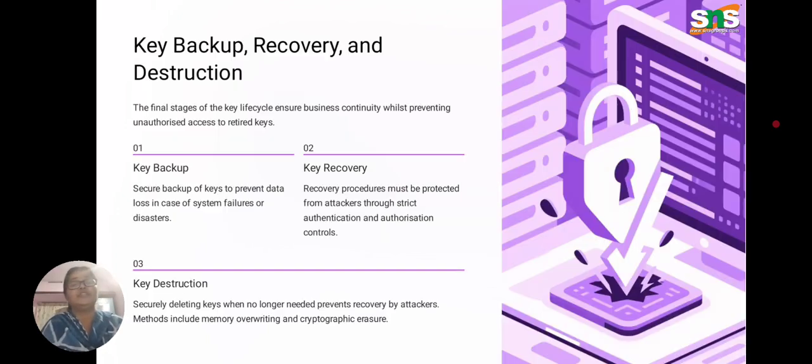The next slide is about key backup, recovery, and destruction. These are the final stages in the key life cycle, and they ensure business continuity and prevent unauthorized access. For key backup, keys should be backed up securely in order to avoid data loss. Next is key recovery. If keys are lost, there should be a secure way to recover them. And key destruction: when keys are no longer needed, they should be permanently deleted so that attackers cannot recover them.